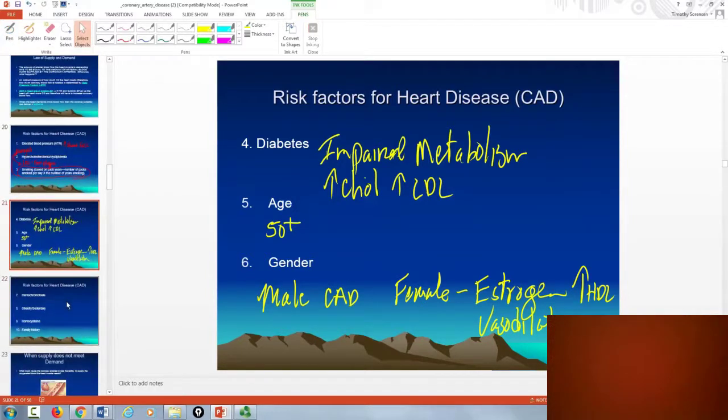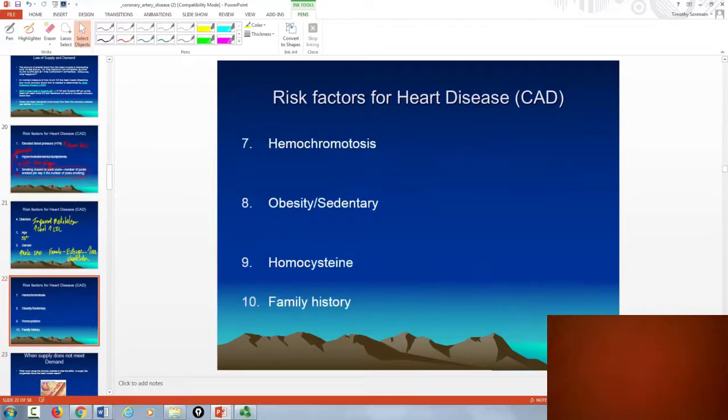All right. Then there's hemochromatosis. Sounds like a song, right? Supercalifragilistic hemochromatosis. All right, maybe you sing that. Watch.